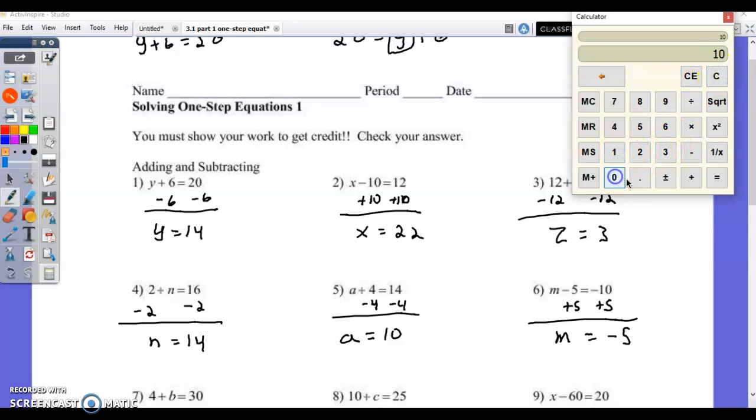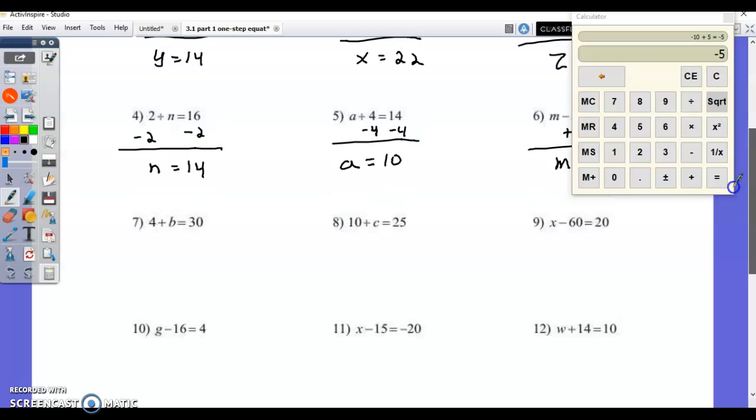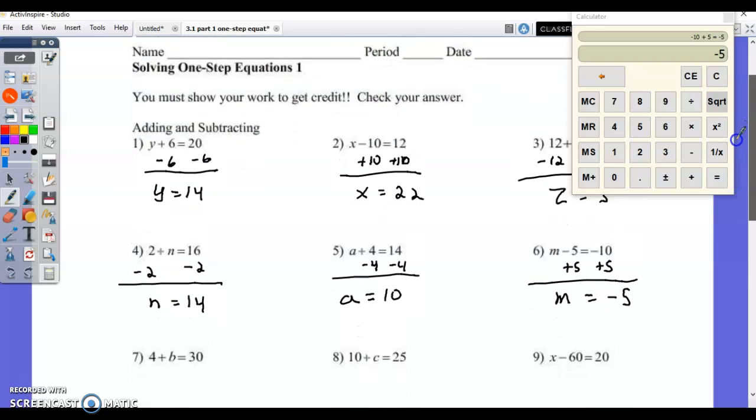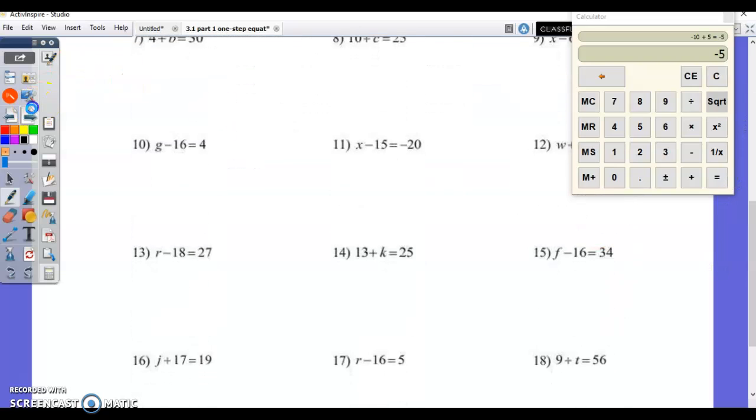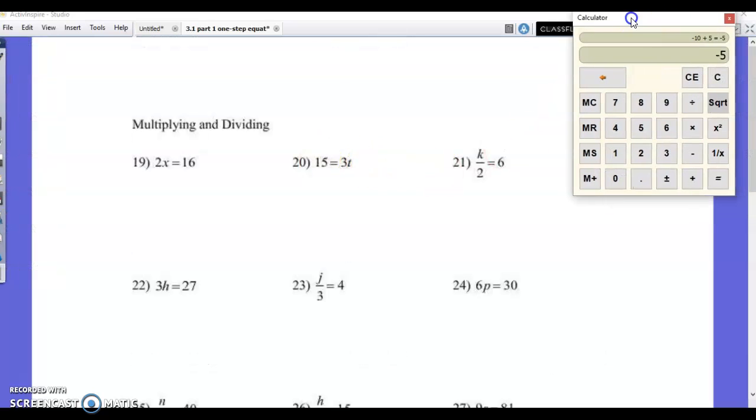So negative 10 plus 5, oh, I didn't hit equals, will give us negative 5. So make sure you're using your calculator to help you out on those. You are going to be working on some of these other problems. So that's with adding and subtracting inverse operations. We go to the next page where we have when we're using multiplying and dividing.